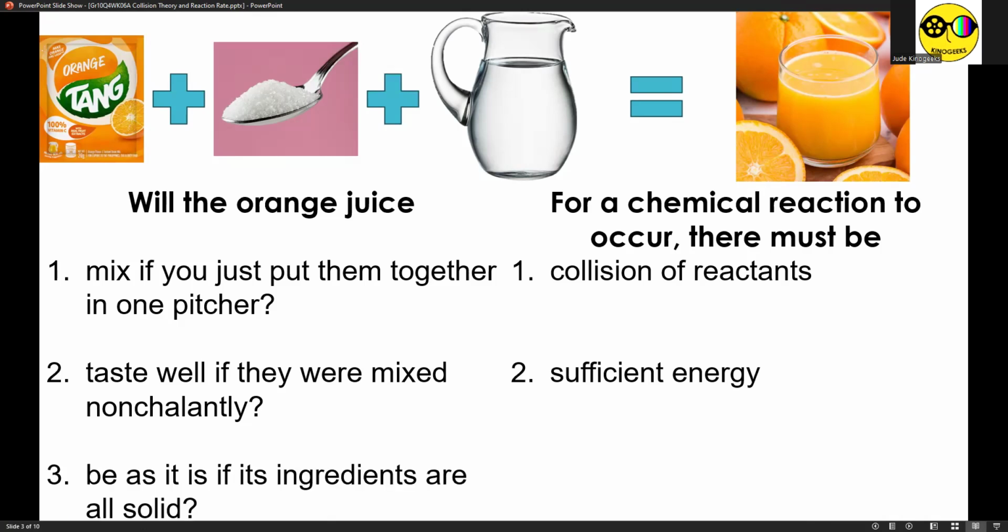Okay, and last question, will the orange juice be as it is if its ingredients are all solid? Let's say we replace liquid water with solid water, which is ice. Obviously, that will not mix together with the sugar and the tang powder. So we won't have any orange juice at all, let alone liquid orange juice. Therefore, for a chemical reaction to occur, there must be proper orientation. So these are the three assumptions under collision theory: for a chemical reaction to occur, there must be collision of reactants, sufficient energy, and proper orientation.